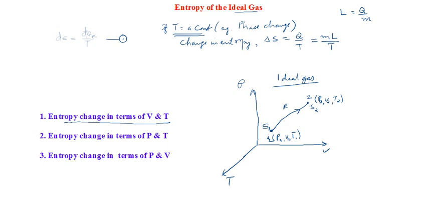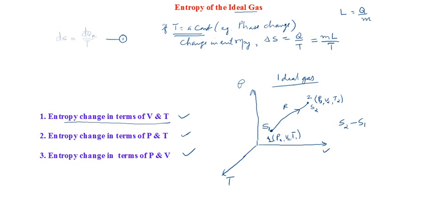So in all the three cases that I have mentioned here, we will be calculating the change in entropy. The change in entropy is the final entropy S2 minus S1, in all these three different ways. That is the change in entropy of the ideal gas system in going from state 1 to state 2 along a reversible path R. And for that we'll be using equation number 1 with the proper integration.